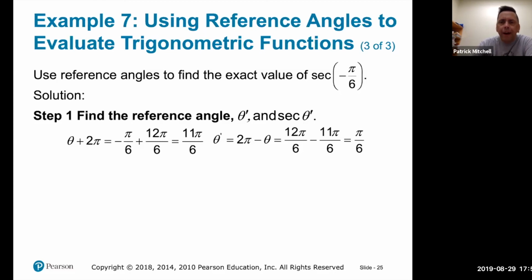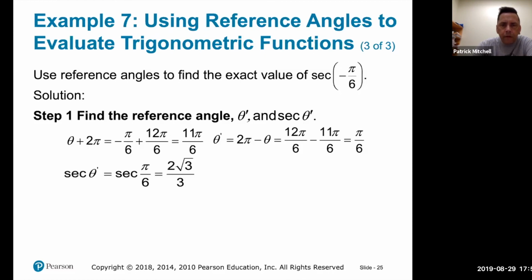Okay. All right, so now we have to think about is the secant positive or negative in quadrant 4? Well, all students take calculus doesn't really help with that. You have to know that the cosine and the secant have the same sign, right? Because they're reciprocals of each other. All students take calculus. Cosine is positive in quadrant 4, which means the secant is also positive in quadrant 4. Okay. So now I'm going to evaluate the secant of pi over 6.